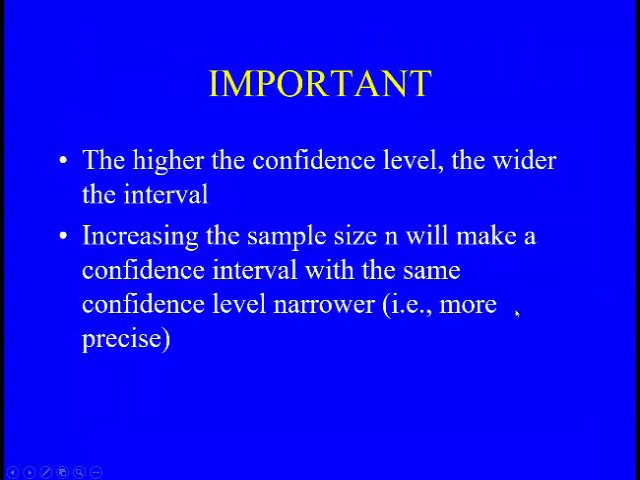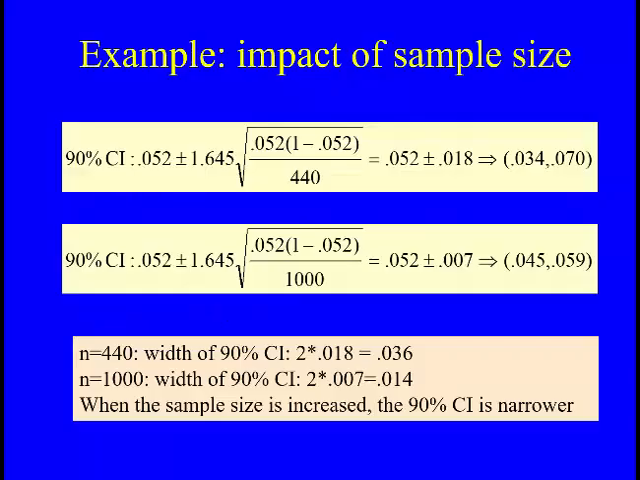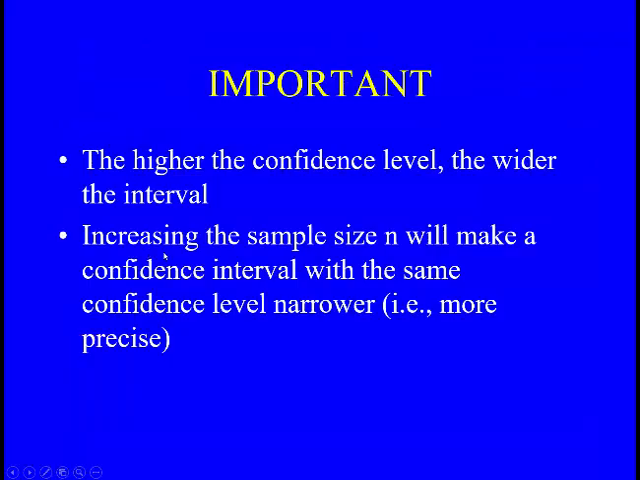All right, so it's important with another thing here, the higher the level of confidence, the wider the interval will be. So if you have a 95% confidence interval, that'll be wider than a 90% confidence interval. And increasing the sample size n will make a confidence interval with the same confidence level. So notice back here that the p hat didn't change. It will make the interval narrower, i.e. I'm saying it'll be more precise.